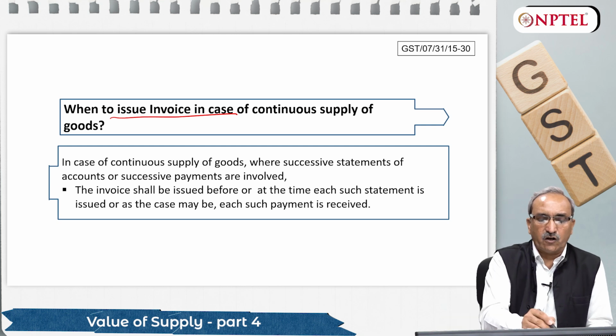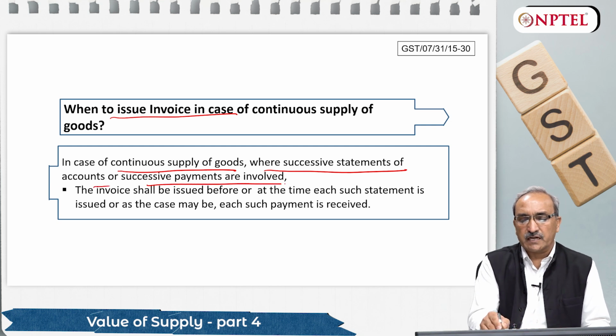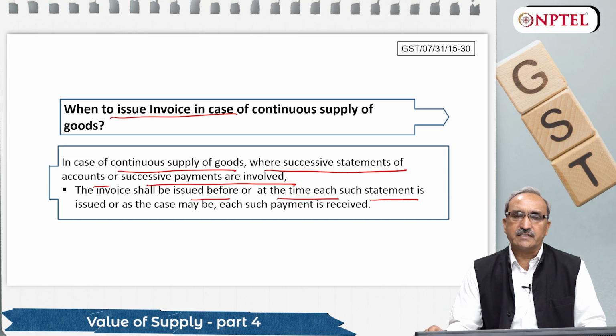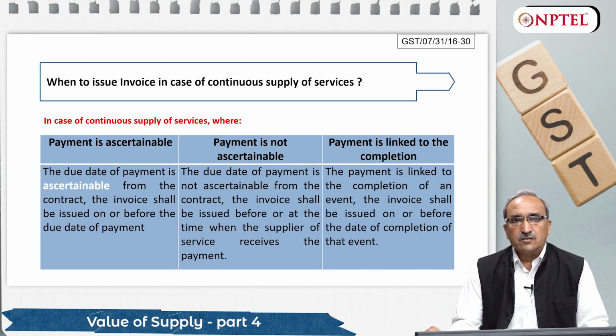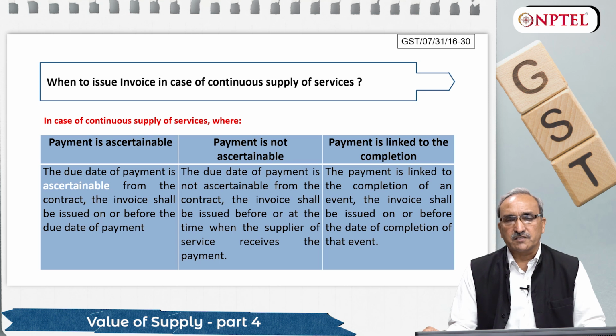It says that in case of continuous supply of goods where successive statements of accounts or successive payments are involved, the invoice shall be issued before or at the time each such statement is issued. Sometimes you have to give a performance report, and if your contract is silent, then based upon these performance statements you can raise your invoice. So different methodologies are given in GST law in case of continuous supply of services, for the convenience of the business.